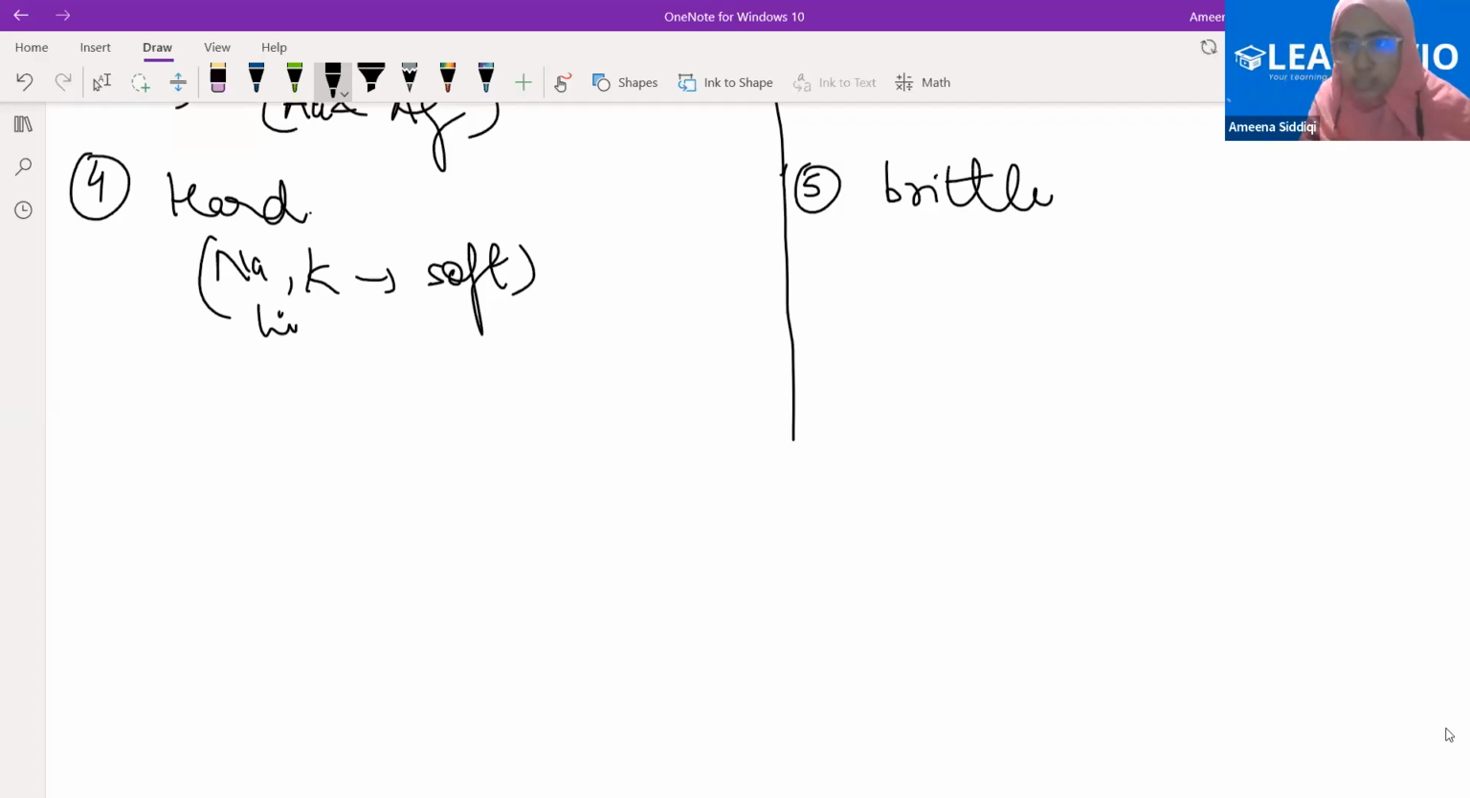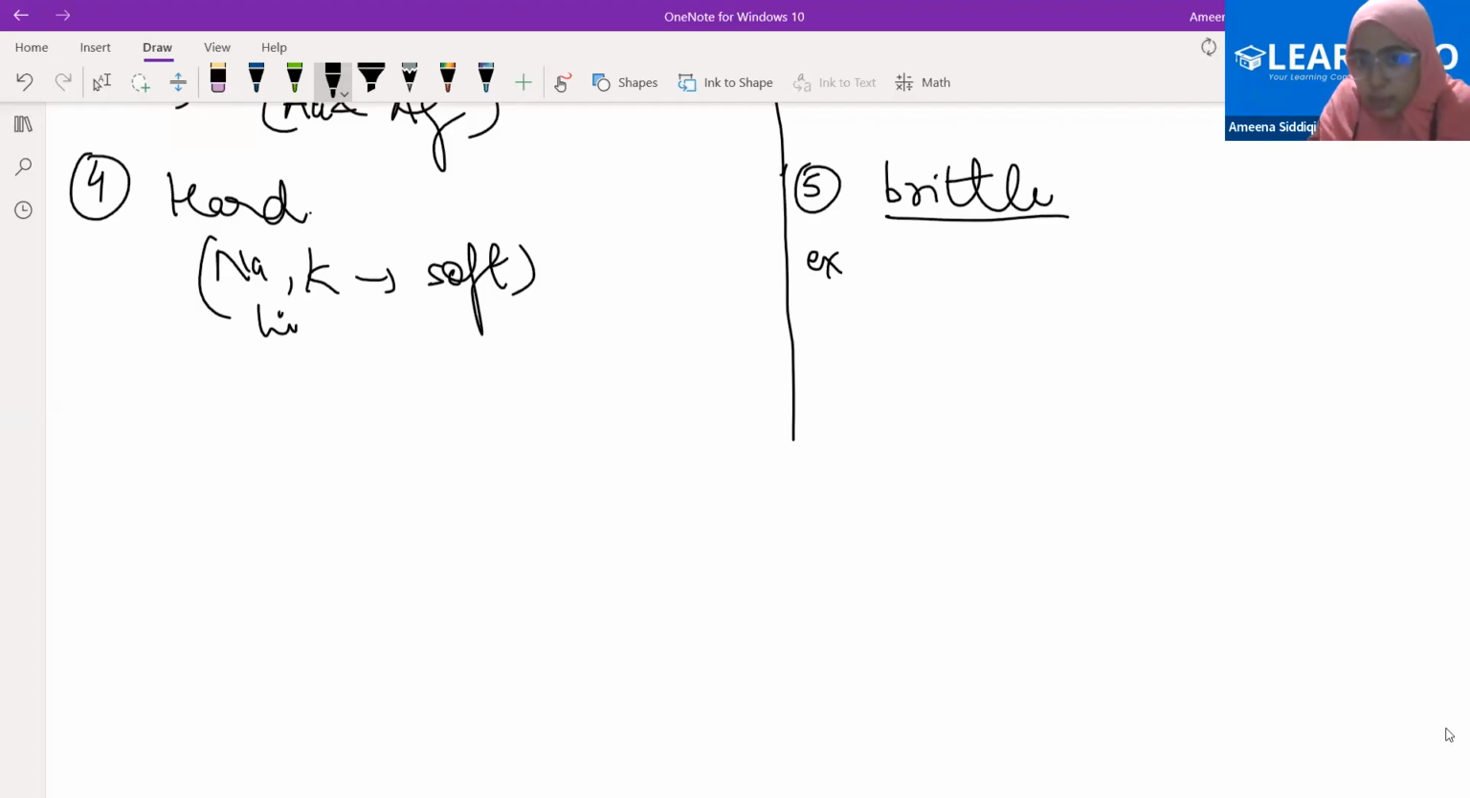Brittle means when force is applied, something will change to the powdery form. It will change to powder. Example, sand or soil, something like that. A rock, a mud rock. If you apply pressure onto it, it will change to a very powdery form. Yes, ma'am. So non-metals are not soft, but rather they are brittle. Please, very important.